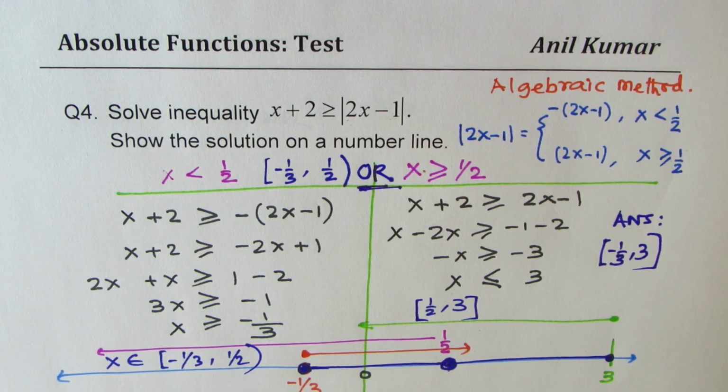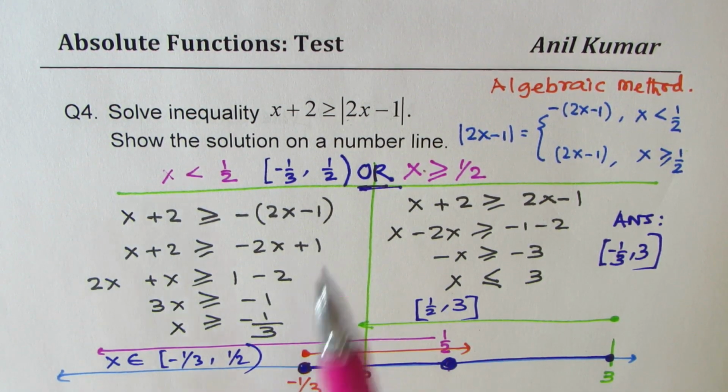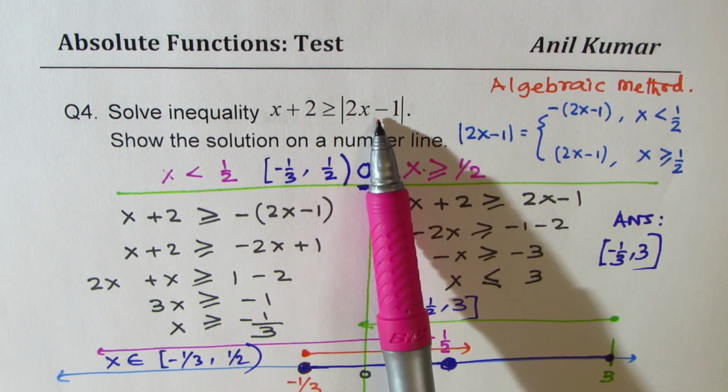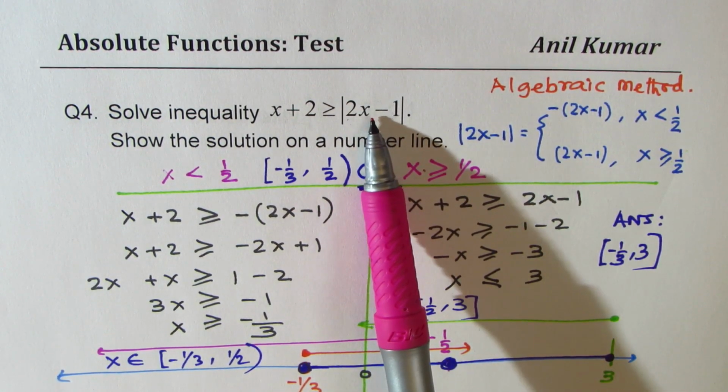Correct? So that is how we are going to solve such a question. You can actually test your answer. 0 is a part of solution. If I substitute 0 here, I get 2 greater than 1. Does that make sense to you, right?